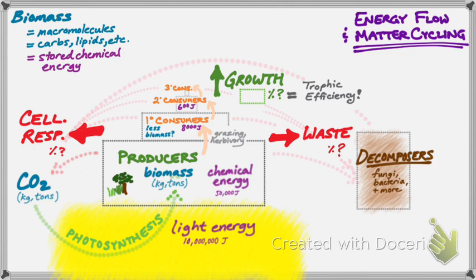So if you want to do this efficiency calculation, and this is something you'll all need to do, you take the amount of growth for that trophic level or that species and divide it by how much it ate, and convert that to a percentage. That's the efficiency of the organism or the trophic level.